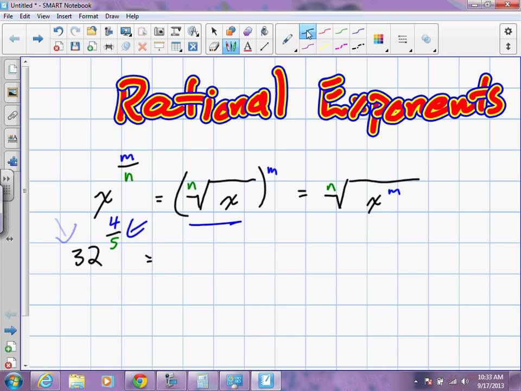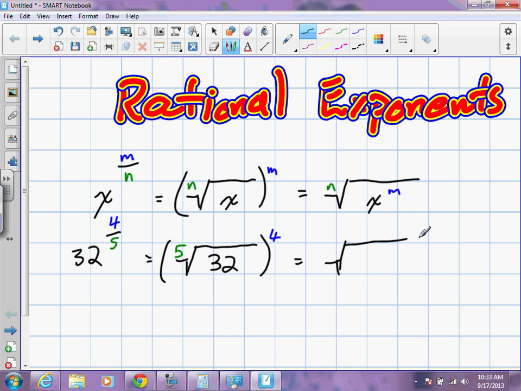So, underneath our root, what value goes in here? 32. That's right. What root is this? The fifth root. So the 5 goes here. And then the power on the outside becomes 4. We'll do the exact same thing, and we'll just solve it in a different order this time. So 32 to the power of 4 to the fifth root.